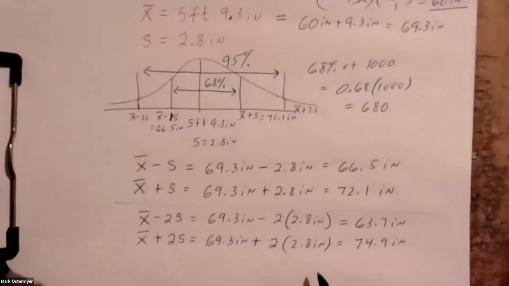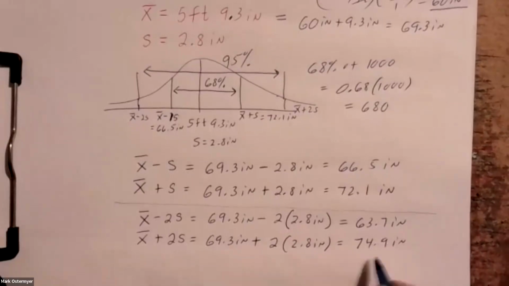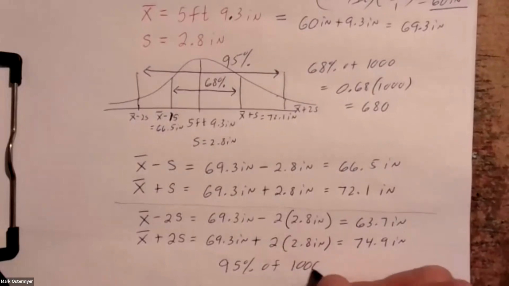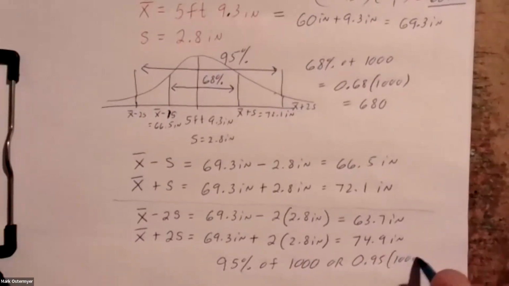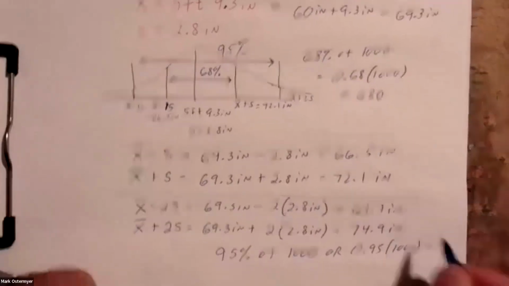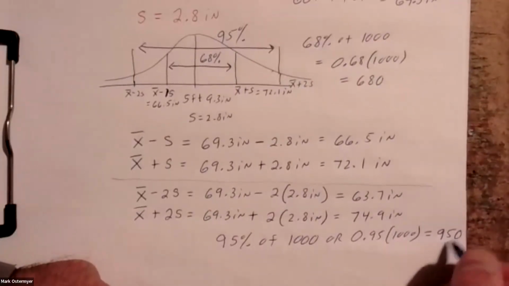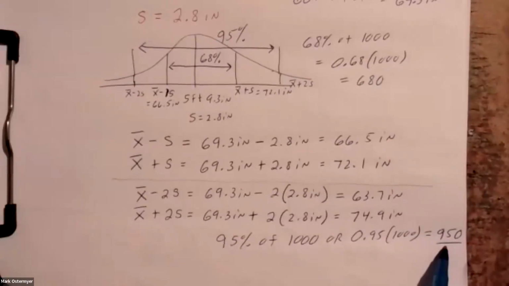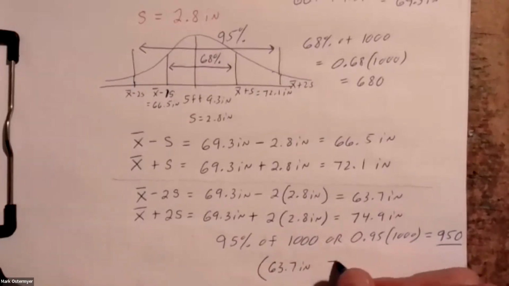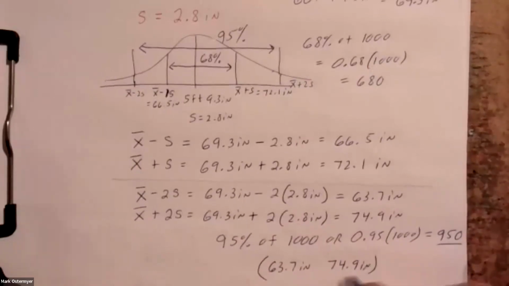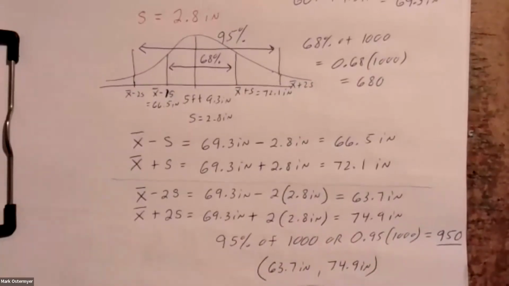So therefore, we would be confident in saying that 95% of the 1,000 men that were randomly surveyed, or what would this be? What's 95% of 1,000? That's 0.95 times 1,000, which is how many of those 1,000 men? 950. Yeah, we would expect 950 of these 1,000 men to have a height that lies between 63.7 inches and 74.9 inches. We would expect that. Okay.